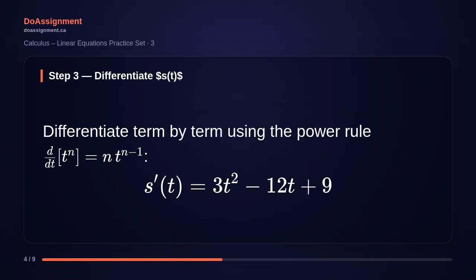Now we differentiate the position function. The derivative of t cubed is 3t squared. The derivative of negative 6t squared is negative 12t. The derivative of 9t is 9, and the constant 2 vanishes. So s prime of t equals 3t squared minus 12t plus 9.